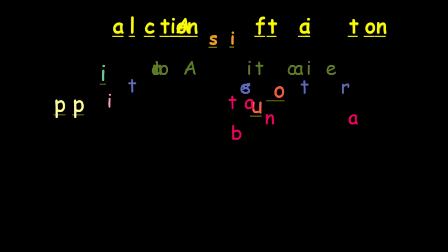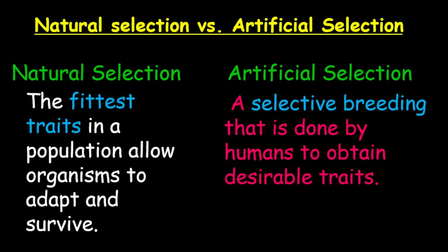Now, what we're going to look at here is natural selection versus artificial selection. That's a summary of what we just looked at. In natural selection, this is another reason why I believe in natural selection, because the fittest trait in a population allows the organism to adapt and survive. So notice this is a trait that causes the survival of the organism.